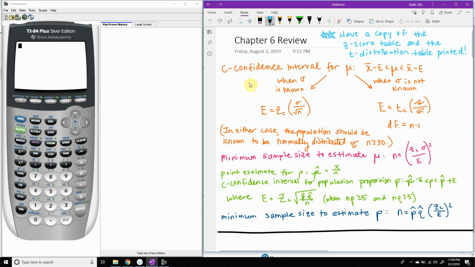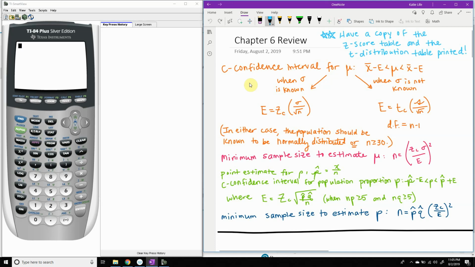I went through and I wrote down both the confidence intervals that we use to find the parameters for mu, or I should say the lower and upper bounds on mu. And that was really dependent on whether or not we knew the population standard deviation or we did not know the population standard deviation. That affected how the error was calculated, and then that'll obviously affect what we add and subtract from our point estimate. So we technically have two formulas that we use to find a C confidence interval for a population mean.